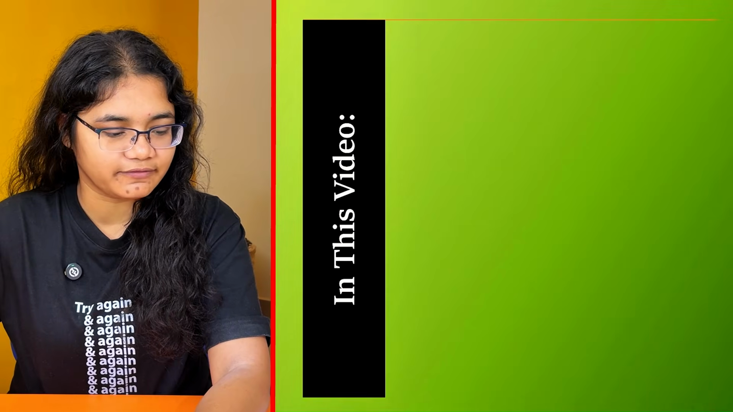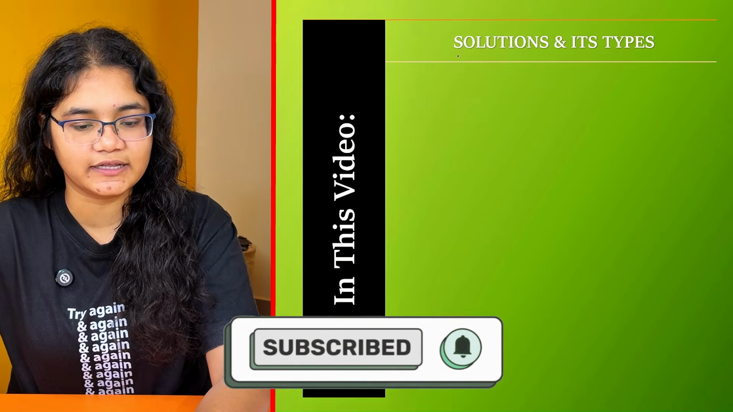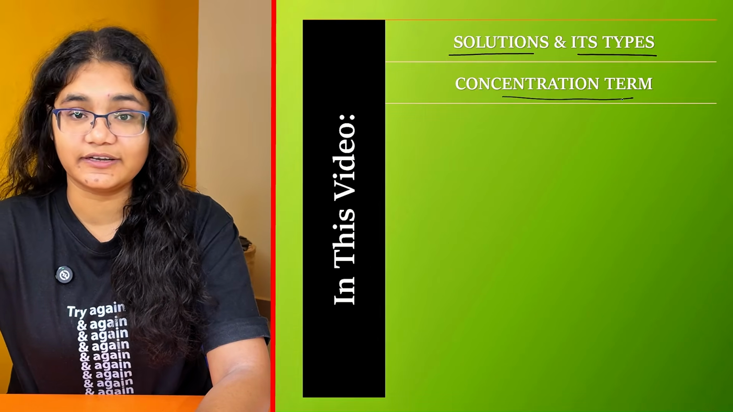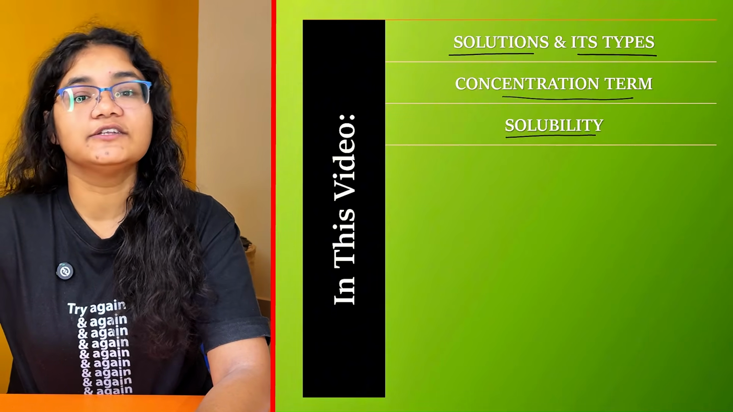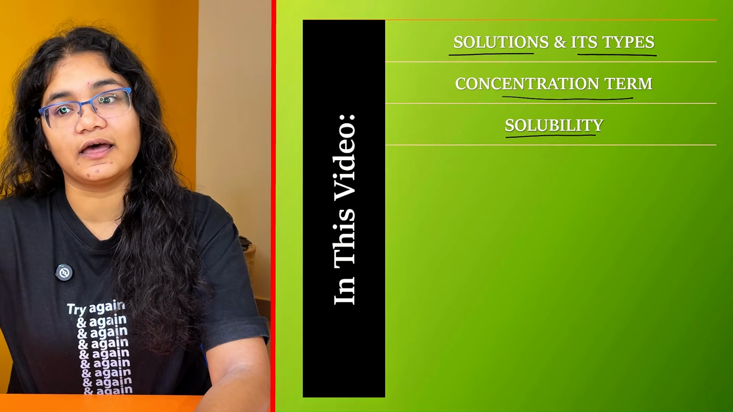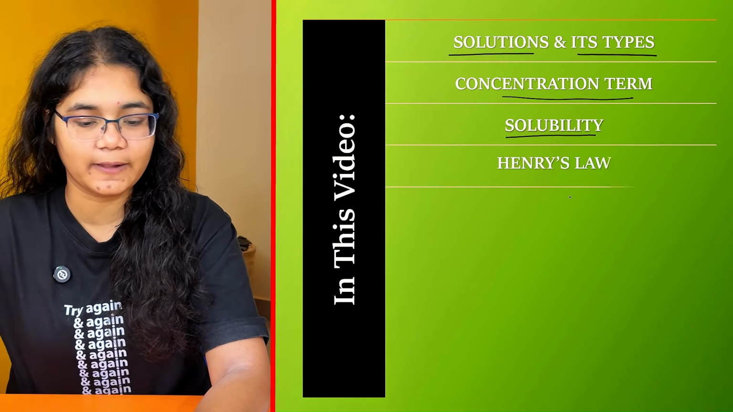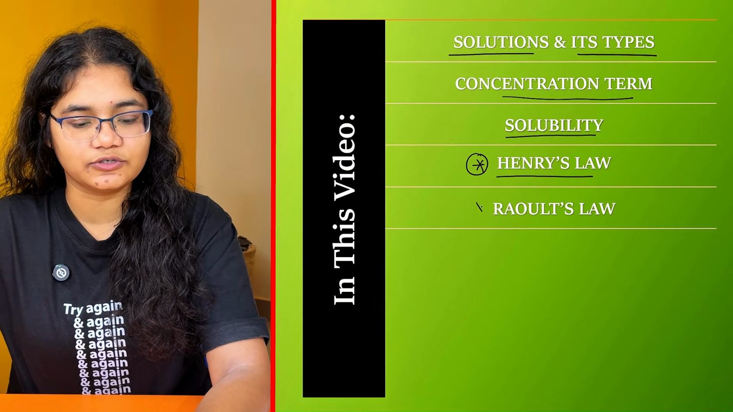First of all, we'll see what all topics we are going to cover today. The first thing we'll discuss is what is a solution and what are its types. Next, we'll talk about the concentration terms. Then, what do you mean by solubility? Here you will study the solubility of a liquid in a liquid, a solid in a liquid, and a gas in a liquid. Next, we'll talk about Henry's law. This is a very important question. Then we'll also talk about Raoult's law.